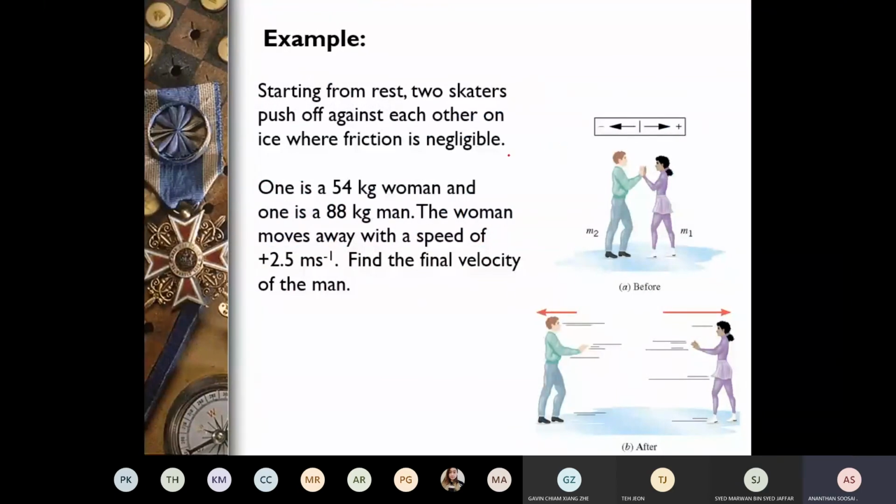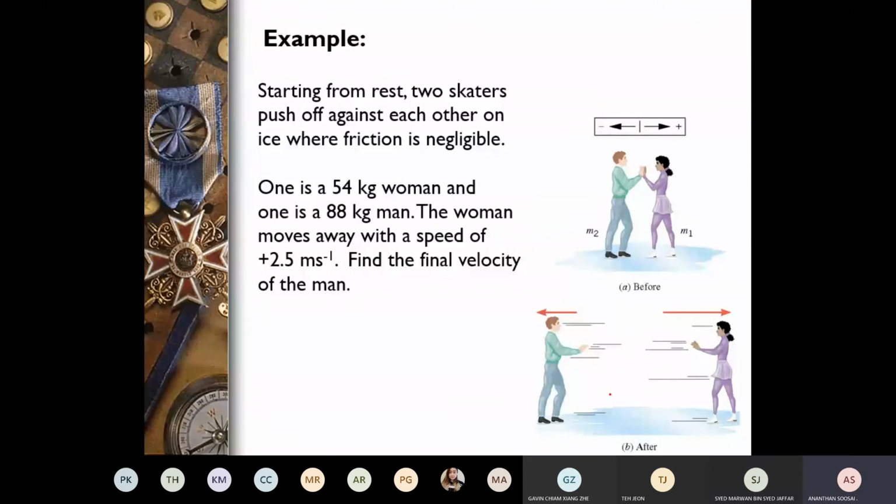So, from rest, two skaters push against each other on the ice. One is 50 kilograms, another one 80 kilograms. The woman moves away with a speed of 2.5. Find the final velocity of the man. What should the final velocity of the man be?